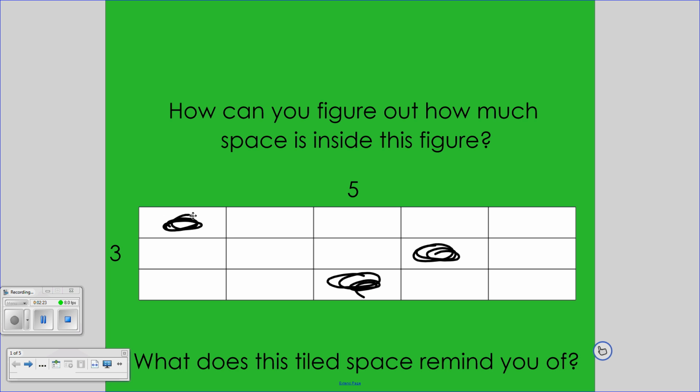What else does it remind you of, Maylee? An array. It does remind me of an array, which is why you can do that strategy that Mateo was talking about of multiplying the length and the width. It's an array. You have rows and columns. Area is all about rows and columns.